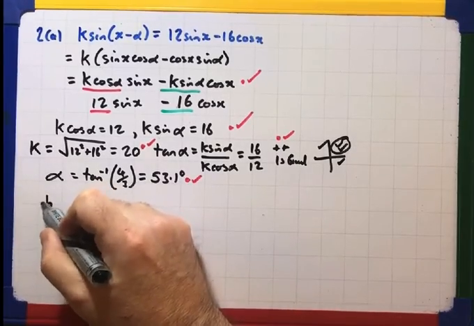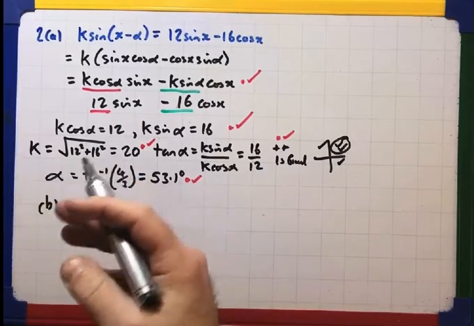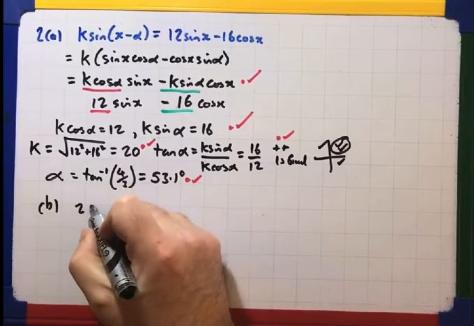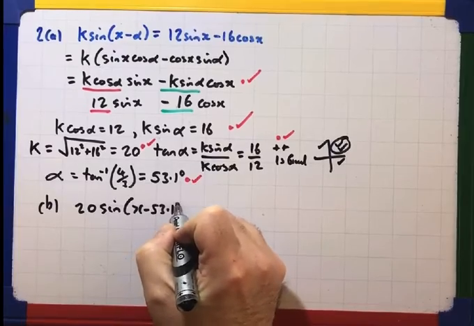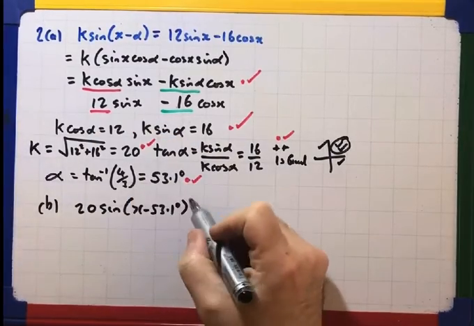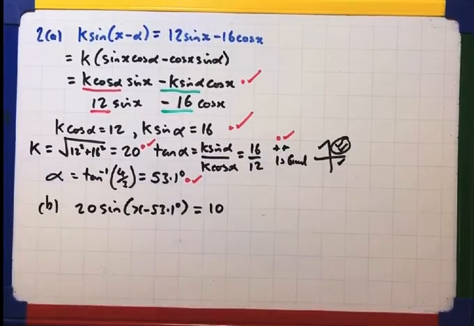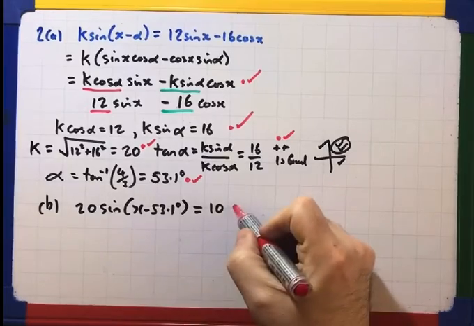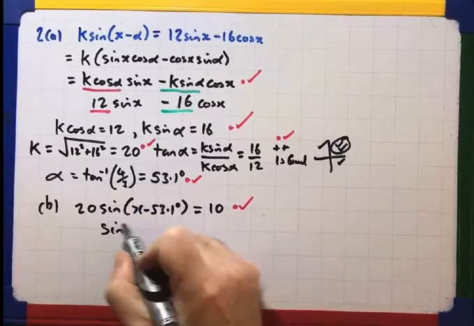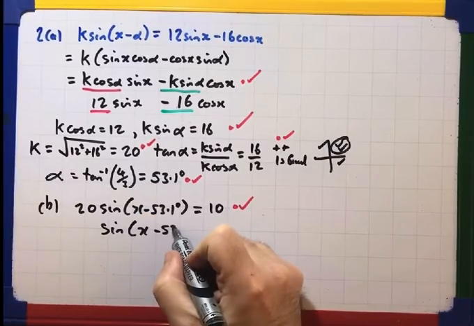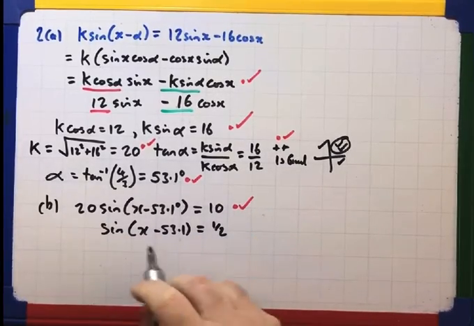Second bit, I think they said hence or otherwise. If it says hence or otherwise, you do it as you've just done. So you should have written 20 sine x minus 53.1 degrees, which is what you just worked out, equals 10. You get a mark just for doing effectively what they told you to do. Right, so we've got sine x minus 53.1 equals 10 divided by 20, which is a half. Should ring a few bells.